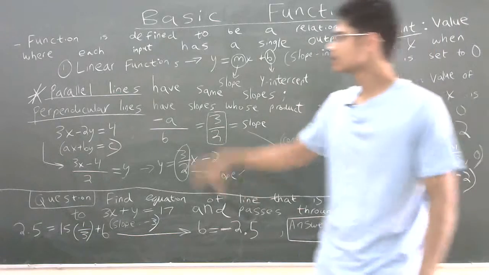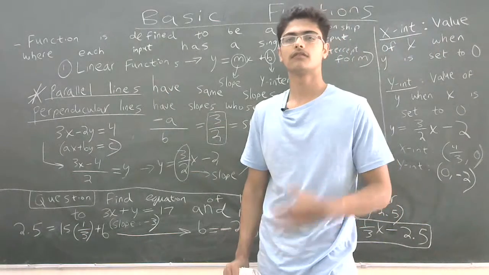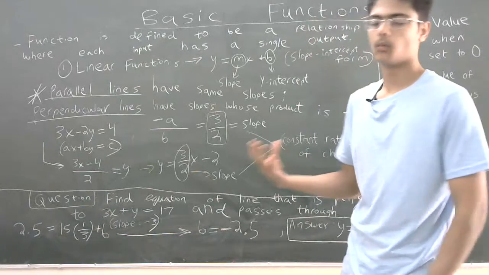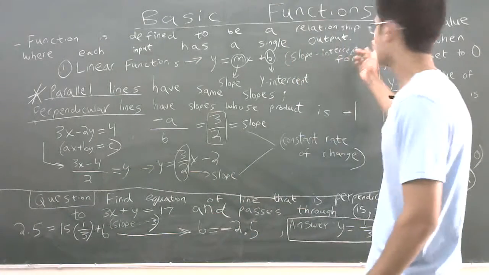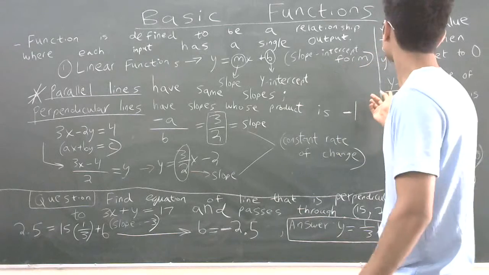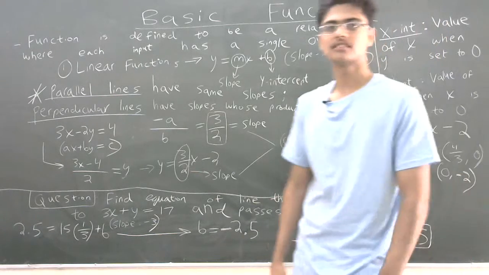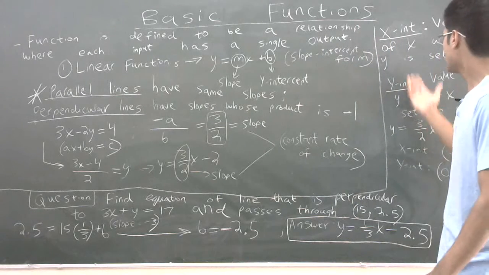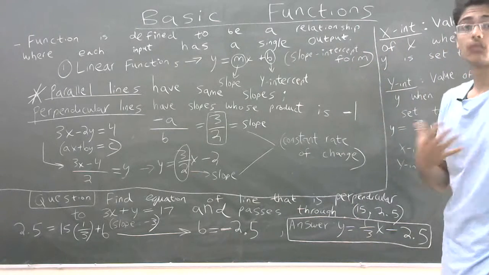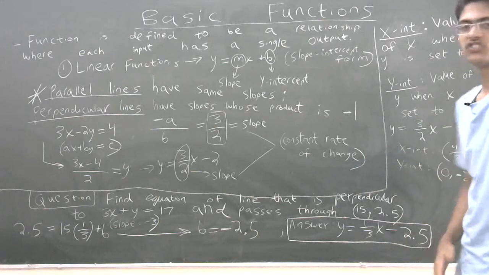And basically this is a description of linear functions. When you look at some other definitions that are important, you have the x-intercept and the y-intercept. The x-intercept is the value of x when y is set to 0, and the y-intercept is the value of y when x is set to 0.